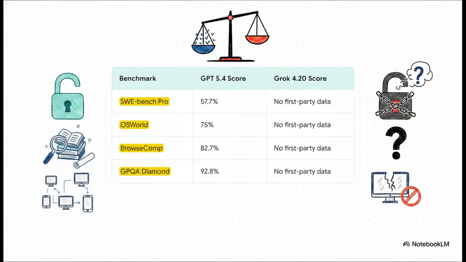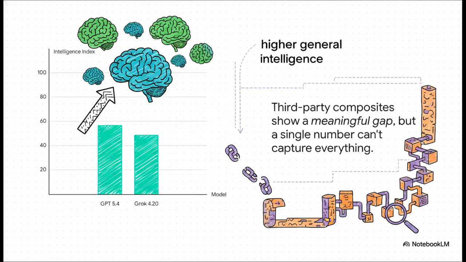And when you look at benchmarks, man, there is a huge difference in transparency. OpenAI puts a full scorecard out there, showing these really impressive scores on things like software engineering, computer use, and browsing tasks. But for Grok 4.20, we just don't have that same kind of first-party data from XAI. So we're left relying on third-party composite scores. This one gives GPT 5.4 a higher general intelligence index, but you gotta remember, a single number like this never tells the whole story, and it might not really capture Grok's insane strength when it comes to those huge, long-context tasks.